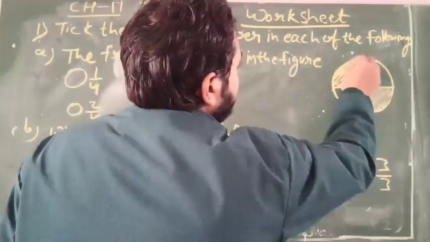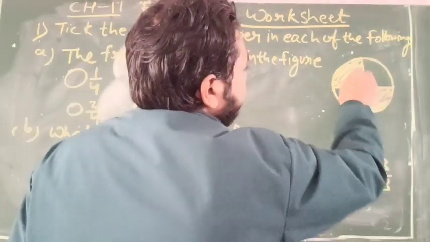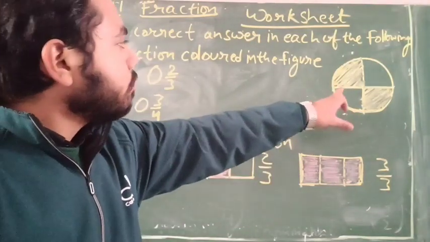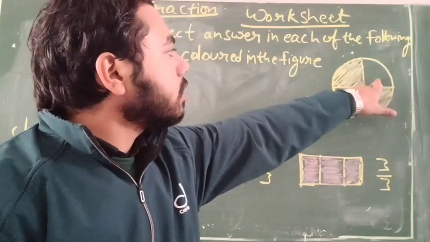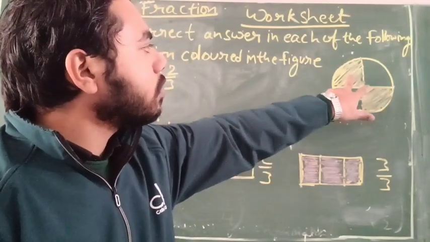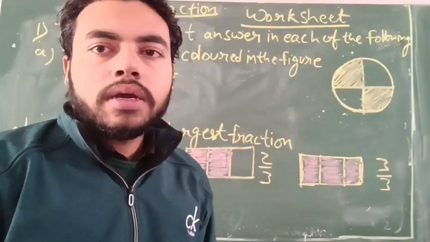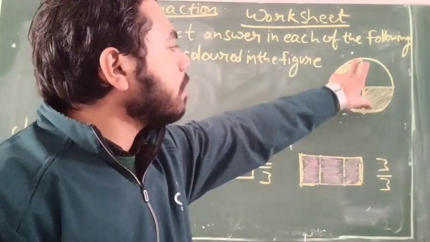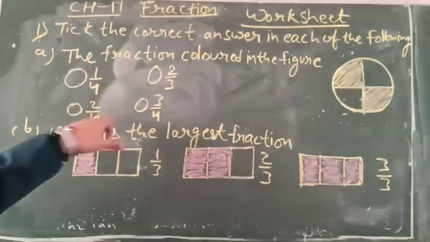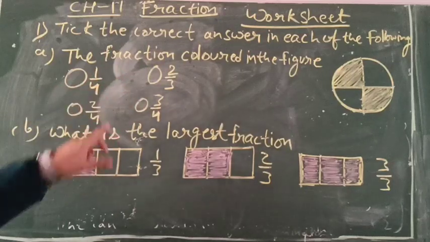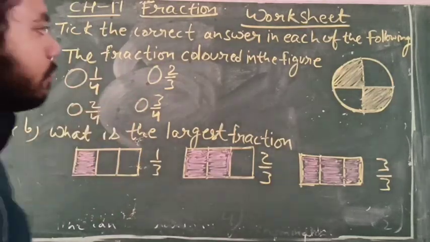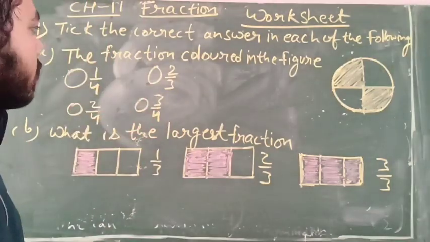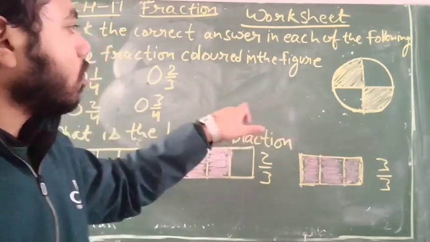Here you see a circle which is divided into 4 equal parts, in which 2 parts are colored and 2 parts are uncolored. With the help of this figure, you have to choose the correct fraction from these 4 fractions. First we will try to read the fractions, and after that we will find our correct option.